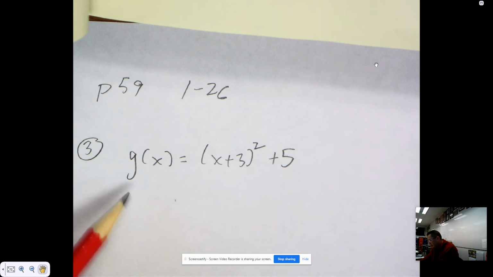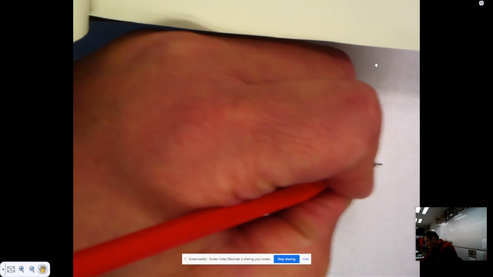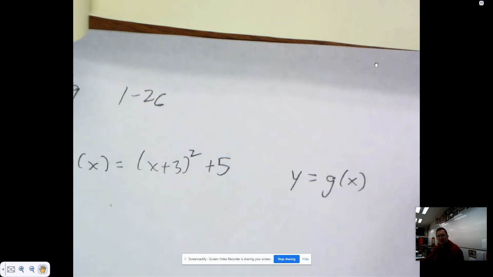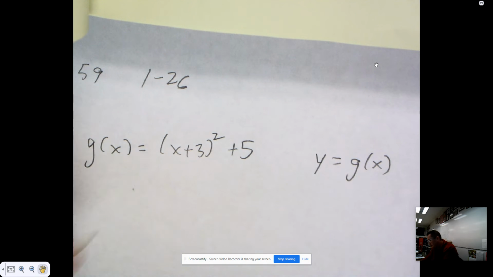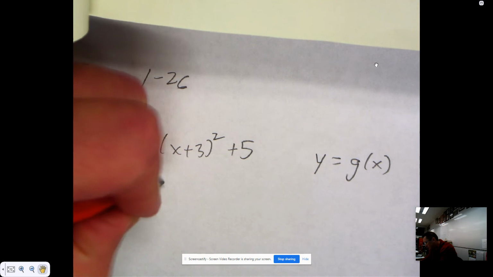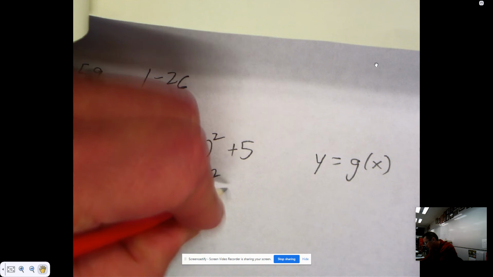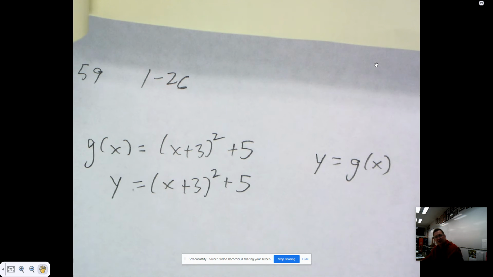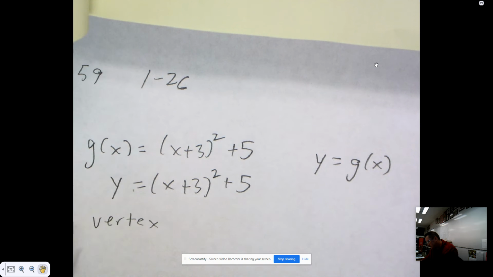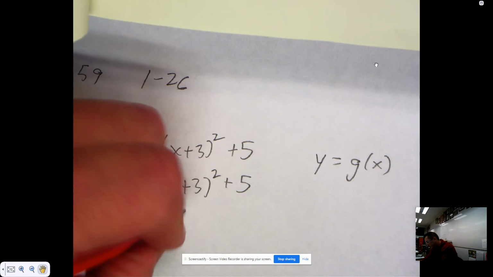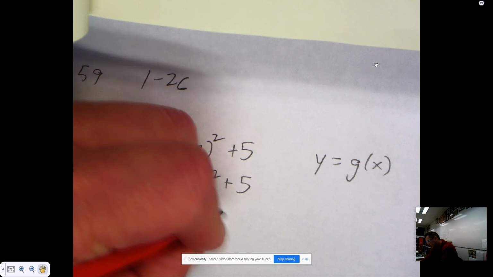For one thing, remember that if you see g of x, you can just replace it with y if you like. Okay, so g is a function of x, and its values are equal to the values of y. If you see that function notation and you would prefer to look at it with a y, that's totally okay. As discussed in class, the vertex here would be -3, 5.